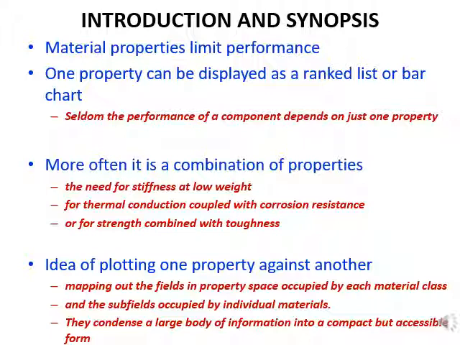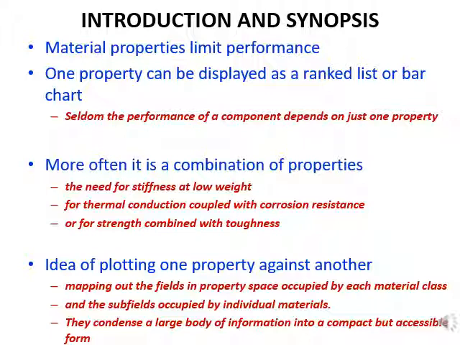Seldom does the performance of a component depend on just one property. More often it is a combination of properties, for example, the need for stiffness at low weight, thermal conduction coupled with corrosion resistance, which is related to oxidation resistance, and strength combined with toughness such as used for building materials. Once you have decided the limit of the material properties, you can plot one property against another, mapping out the fields in property space occupied by each material class and the subfields occupied by individual materials. Hence, you will get the materials properties chart.